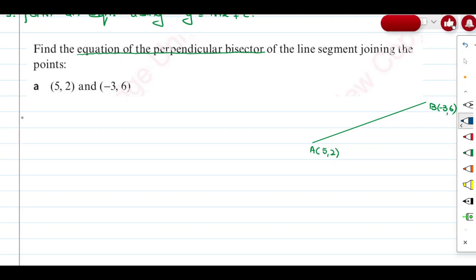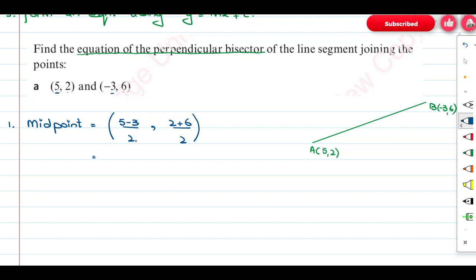So what is the first step? Midpoint. The first step is to figure out the midpoint. The formula for the midpoint is adding the x components and dividing by 2, 5 and -3, comma, adding the y components, which are 2 and 6, and dividing by 2. You will get the midpoint. From 5 take away 3 is 2, and 6 add 2 is 8. So 2 over 2 is 1, 8 over 2 is 4. So (1, 4) is the midpoint.